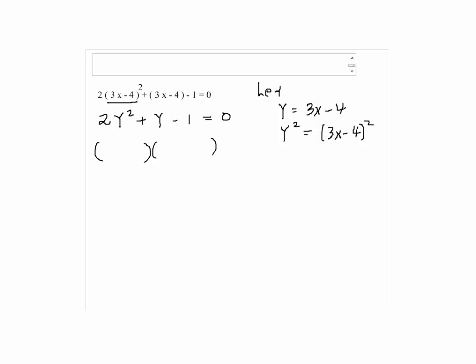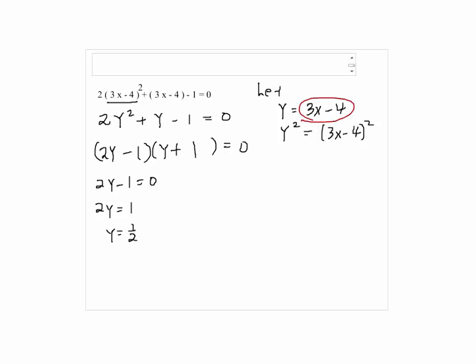And we're going to factor. So we have (2y minus 1) times (y plus 1) equals 0. So 2y minus 1 equals 0, so 2y equals 1, so y equals 1/2.